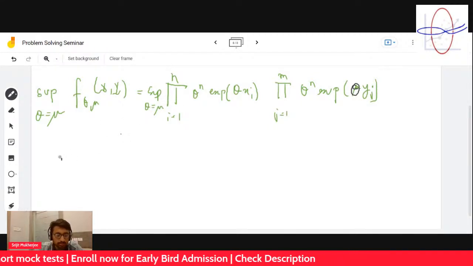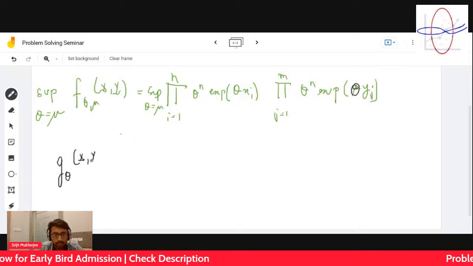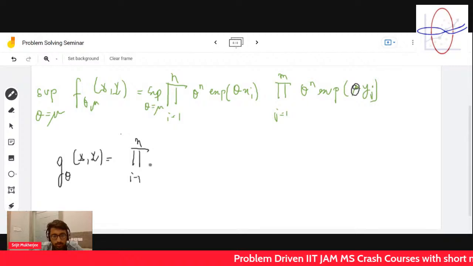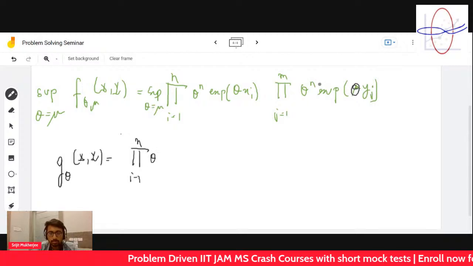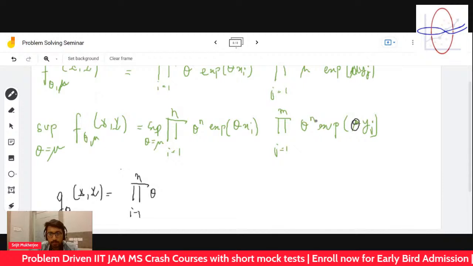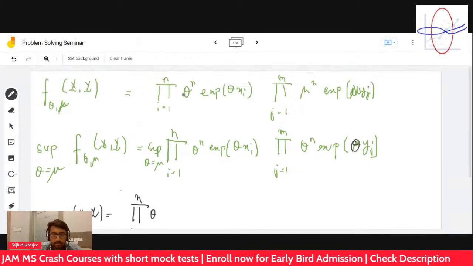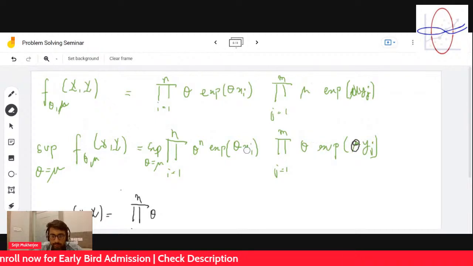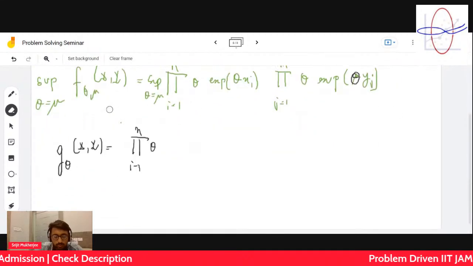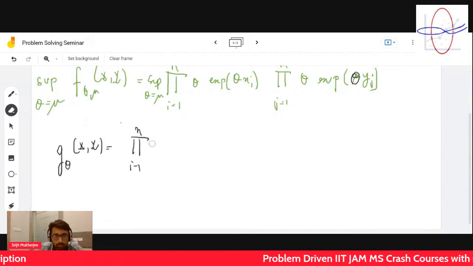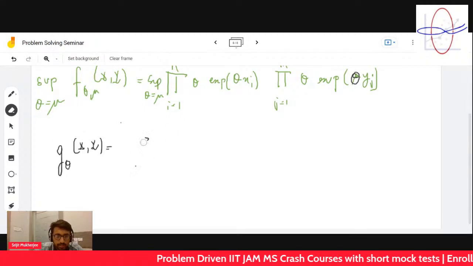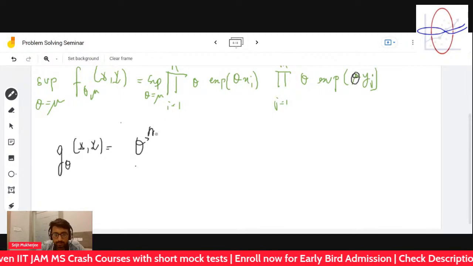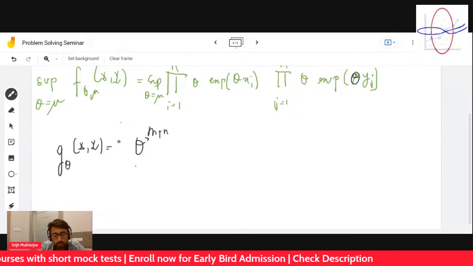So what is the function? The g theta of x curl comma y curl is nothing but theta to the power n, or we can write it as theta to the power m, I'm so sorry. This will be just theta, not theta to the power n. Now you can write it as exponential. Observe that theta is coming n here, m here, so it's m plus n. And here the supremum, okay?